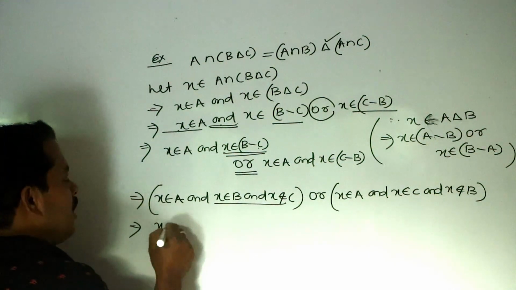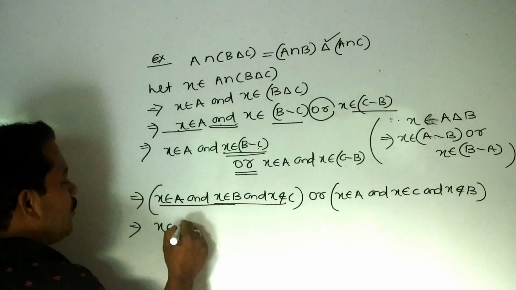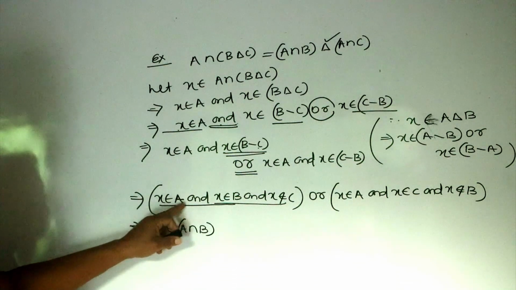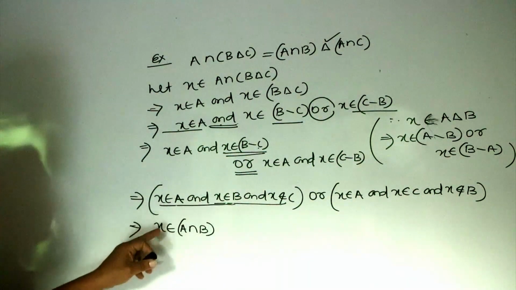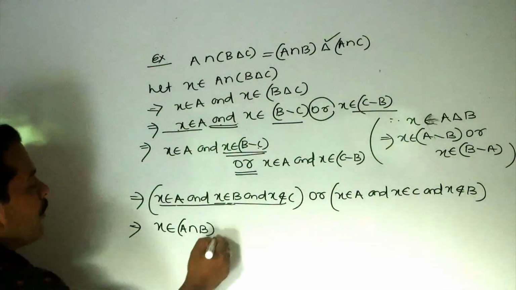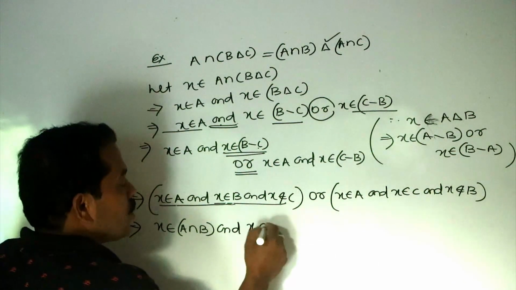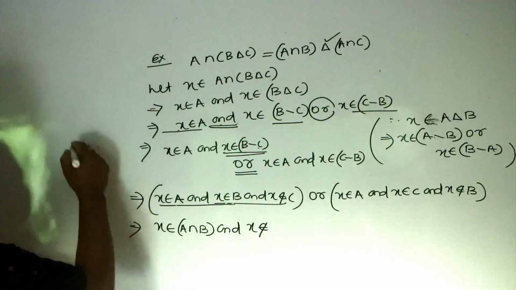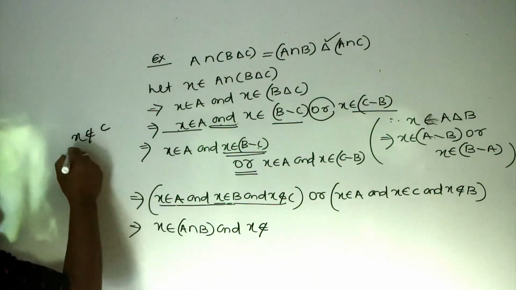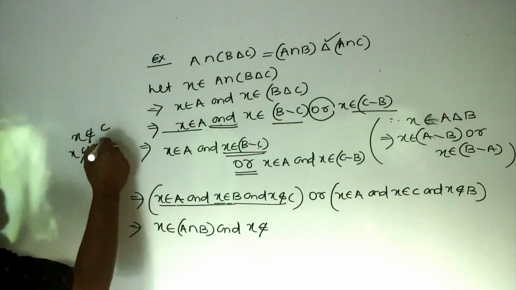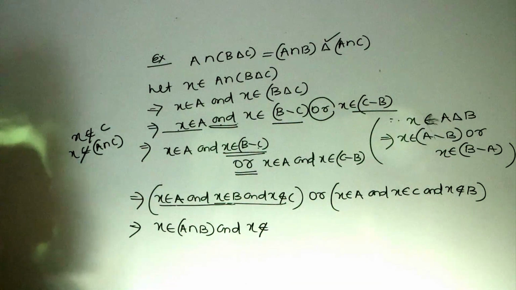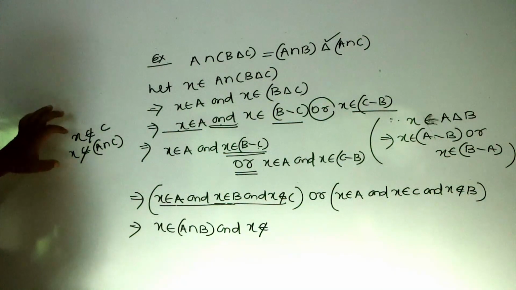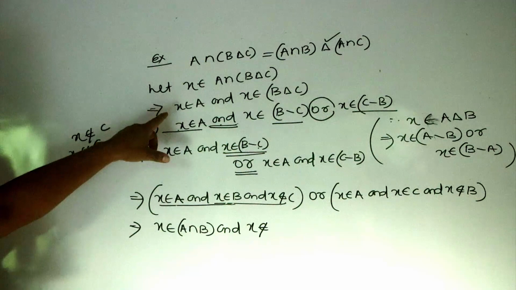Now x belongs to A and x belongs to B, we write as x belongs to A intersection B. Instead of that, we write x belongs to A intersection B. And x does not belong to C. We can argue that if x does not belong to C, then x cannot be an element of A intersection C. If an element x is not in C, it cannot be an element of A intersection C.